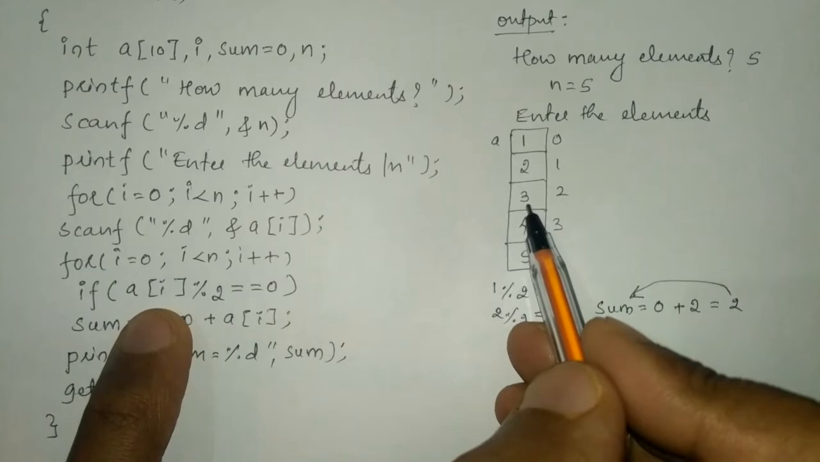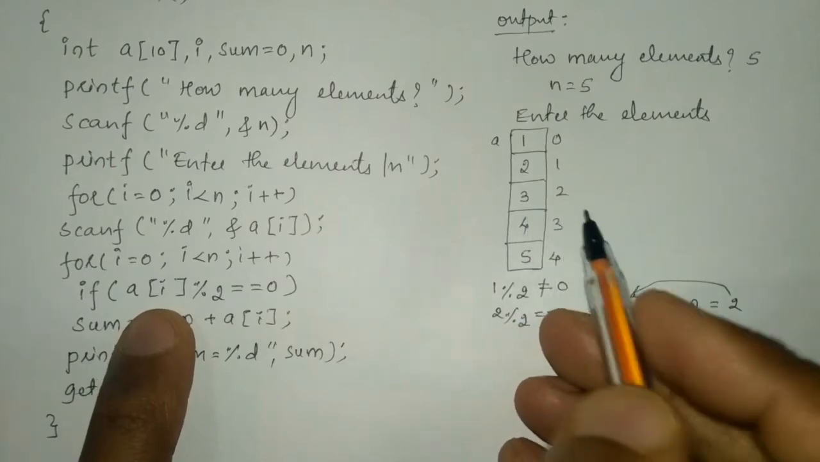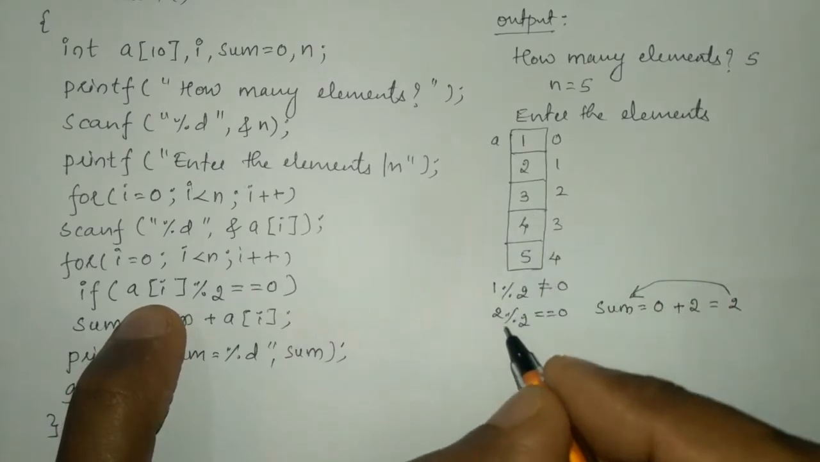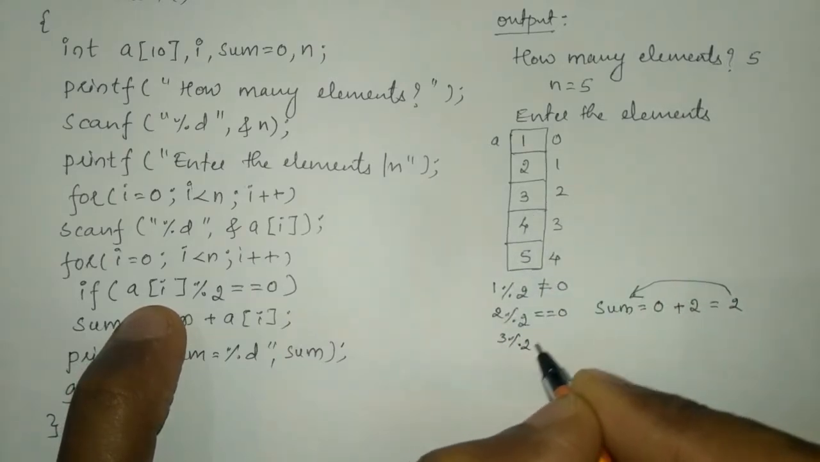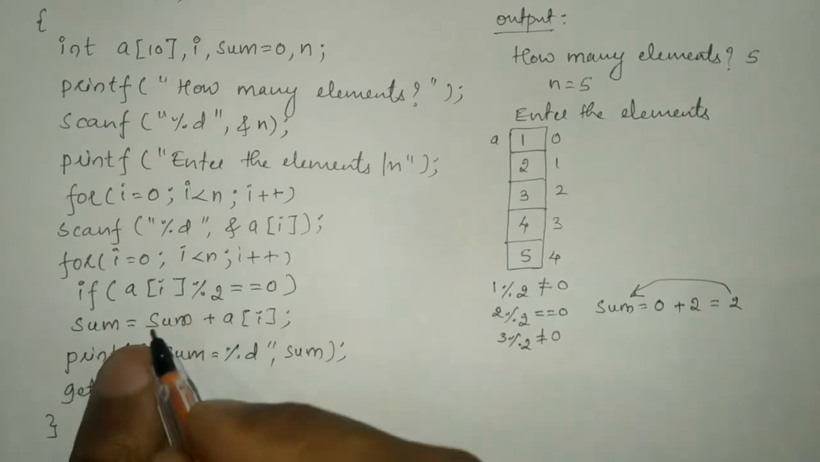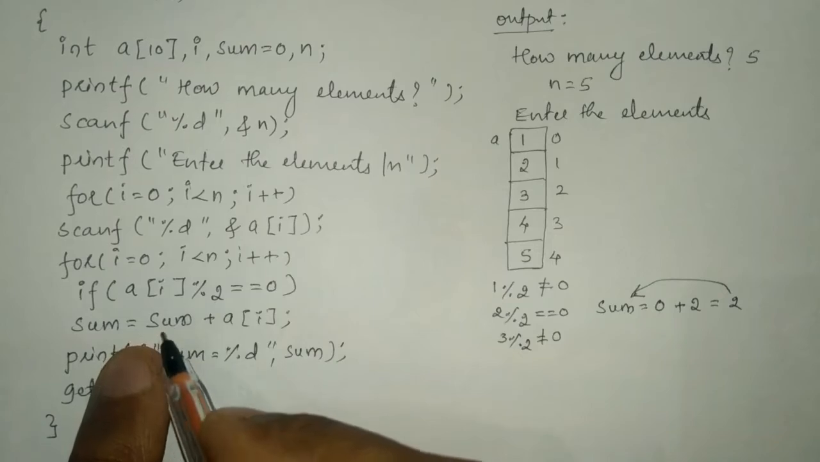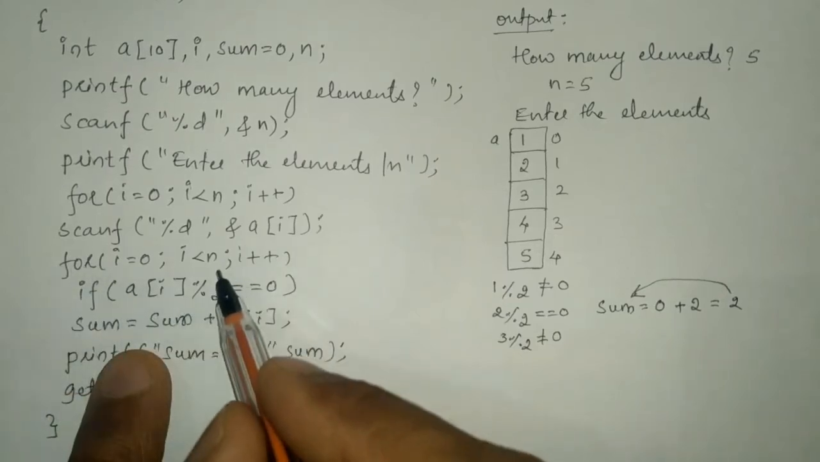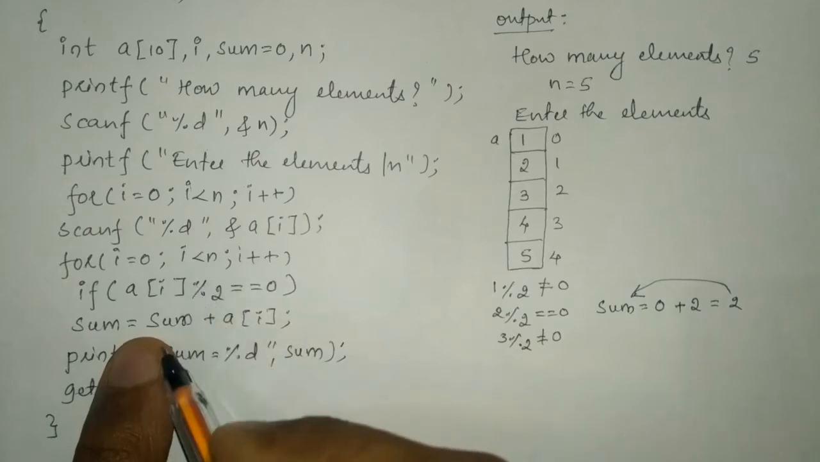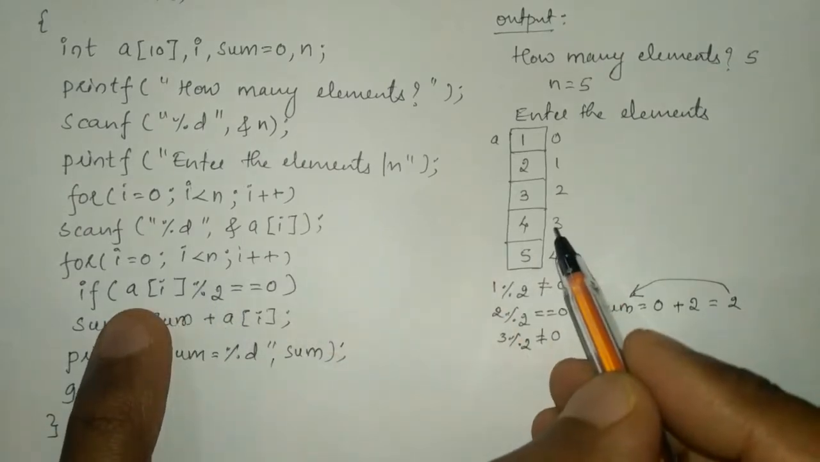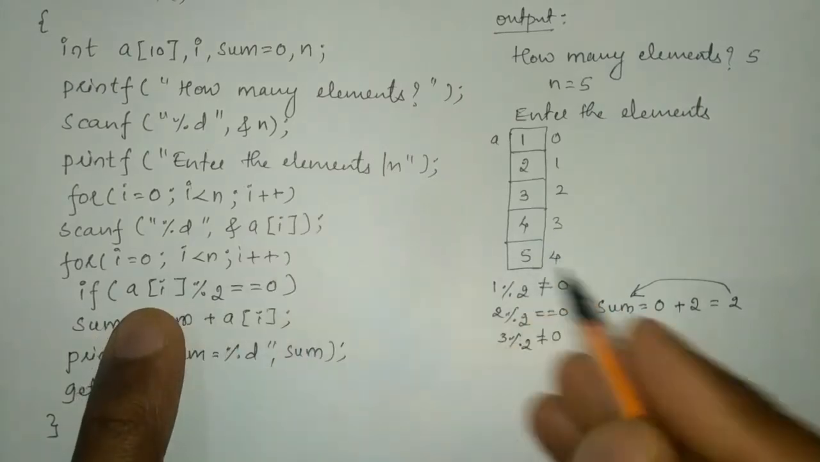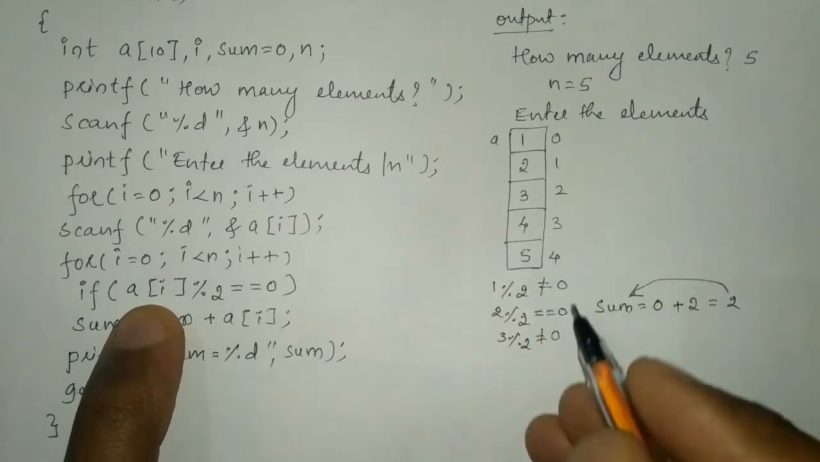It is pointing to the third block that consisting of 3. So whether a of 2, that is 3 modular division by 2 is equal to 0? No, because 3 is odd number. Hence this particular statement will not get executed. Again control transfers back by incrementing the value of I by 1. Now I is 3. Correct? So here it is pointing to a of 3 that consisting of what? 4. We are going to check a of 3 consisting of 4.